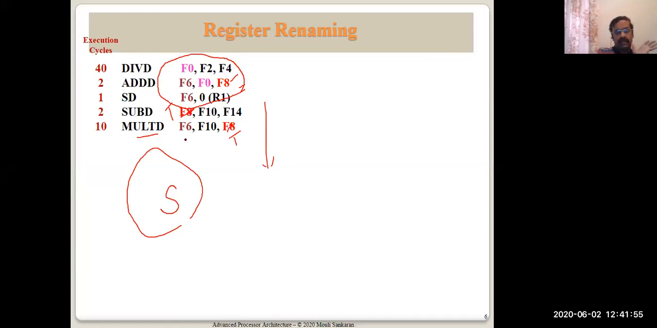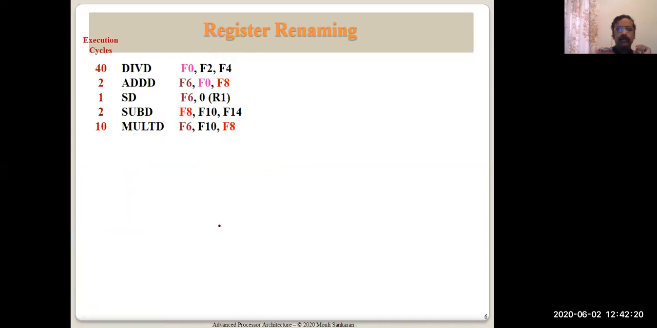That means I should do something. What should I do? Should I make this F6 as some temporary register? Yes, or something else. Okay, I found some problem now. I will explain that. Now, what I do is replace this with S.